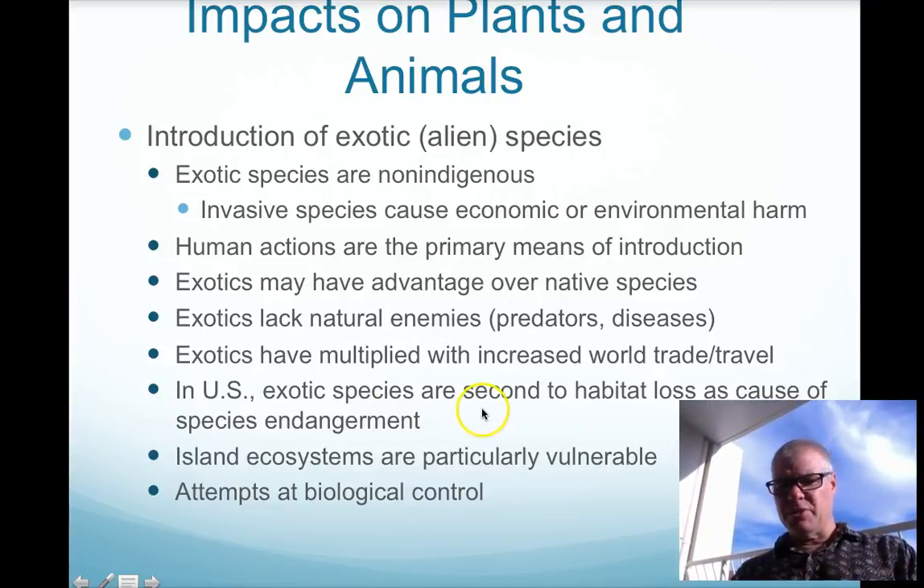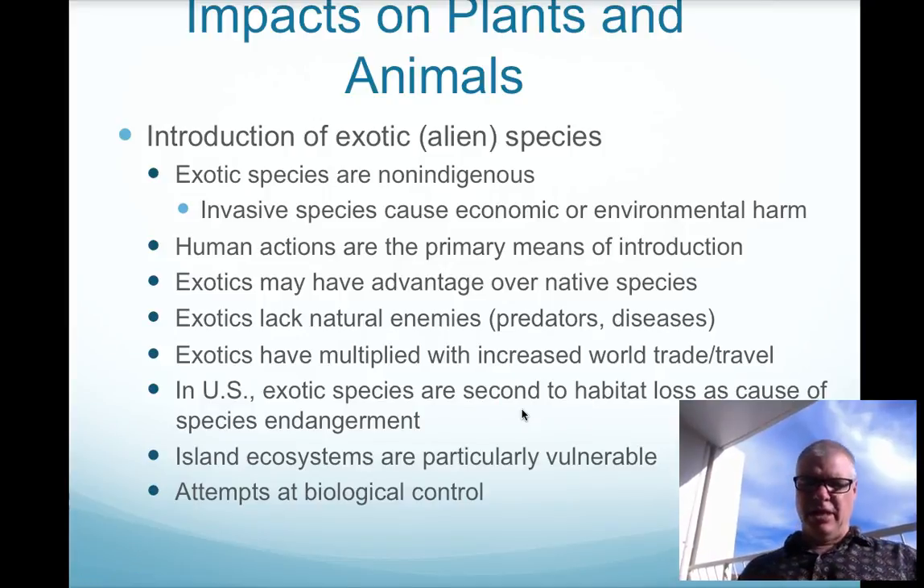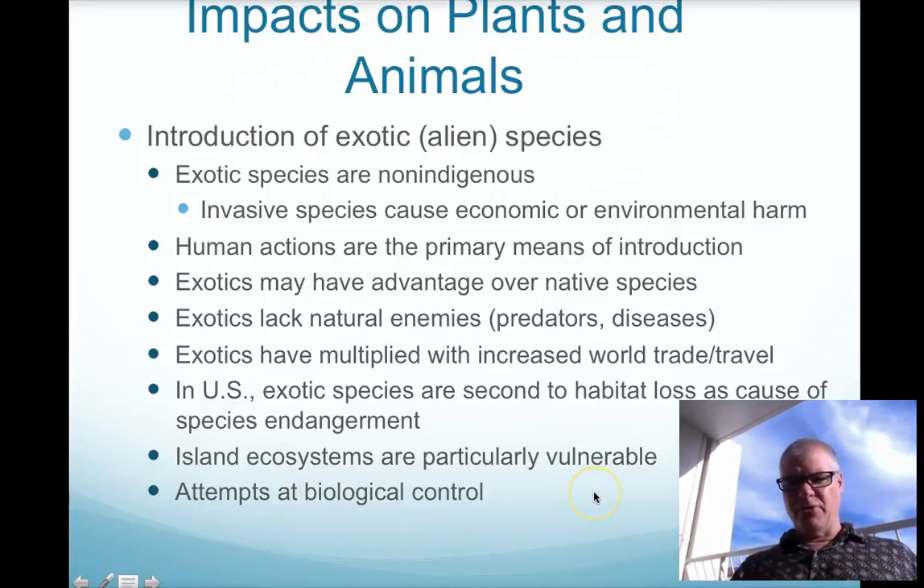So in the U.S., exotic species are second to habitat loss as the cause of species endangerment. Island ecosystems are particularly vulnerable.